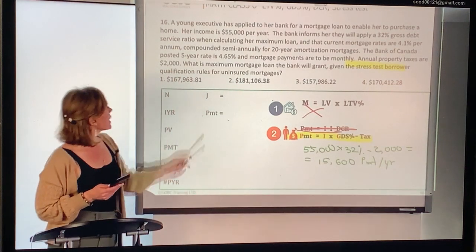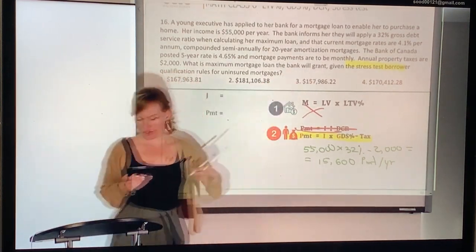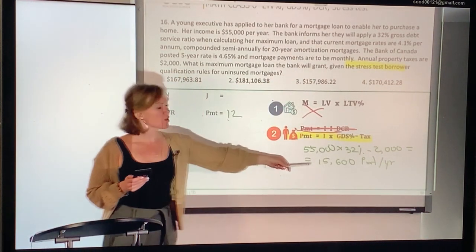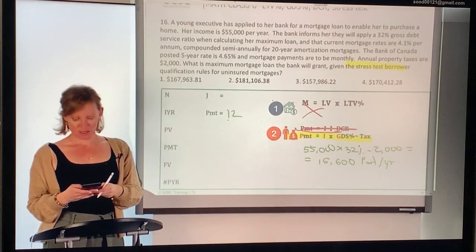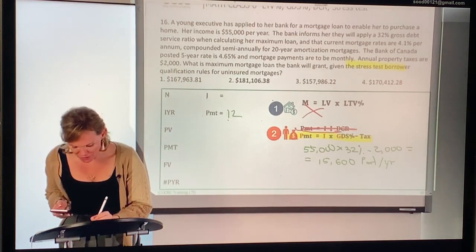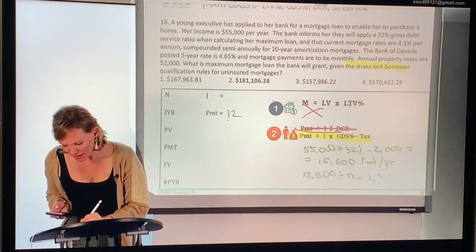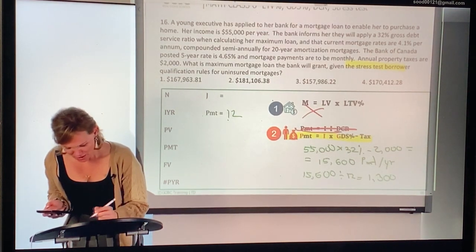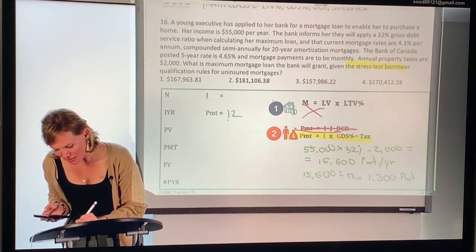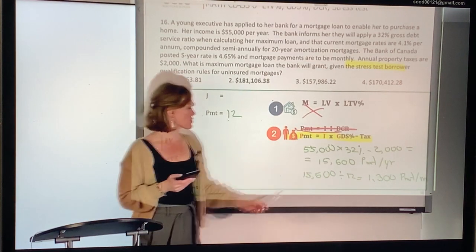So 15,600, that's a payment per year. What do they want? Okay, payments to be made monthly. So payments are 12. So if payments are monthly, then what do you do with that payment? You're going to divide that 15,600 by 12 and see how much it comes up to. I got 1,300 PMT, right, per month. So that's my monthly payment, so 1,300.